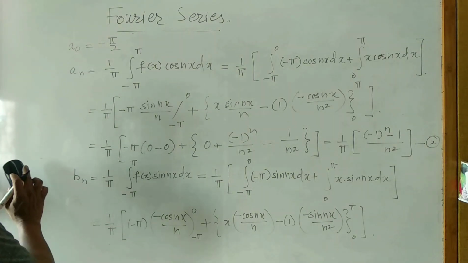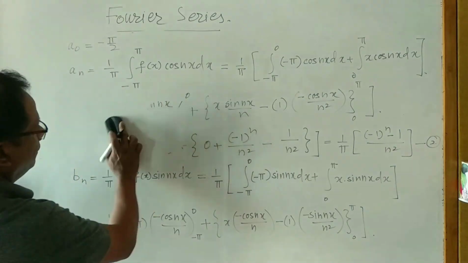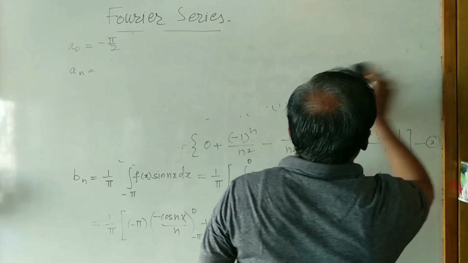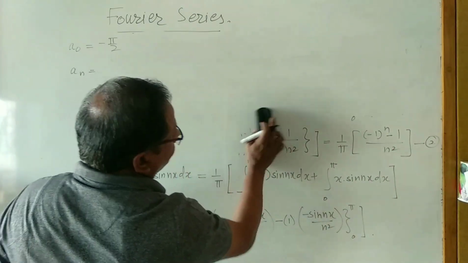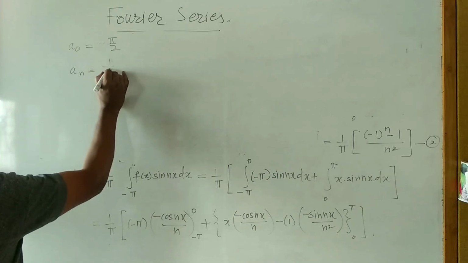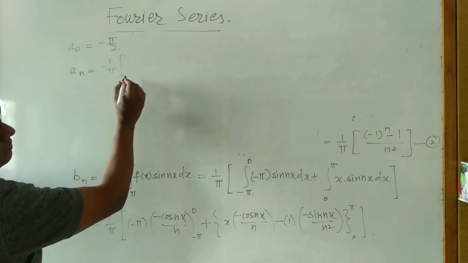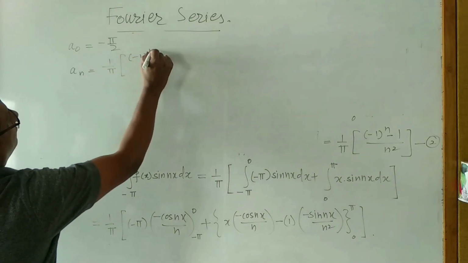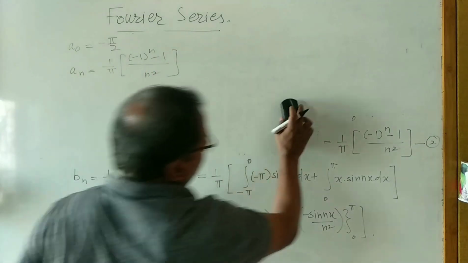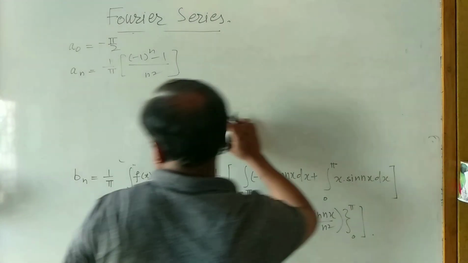Okay, what is an? I will write the final value of an here, and the rest of the thing I will erase. An is 1 upon pi, minus 1 raised to n minus 1 upon n square. Okay, now let us continue our calculations.